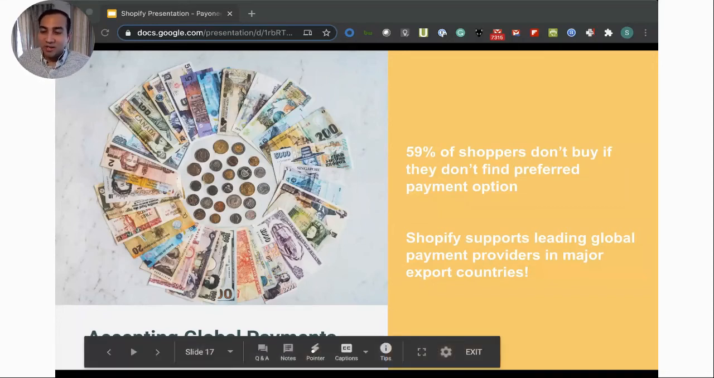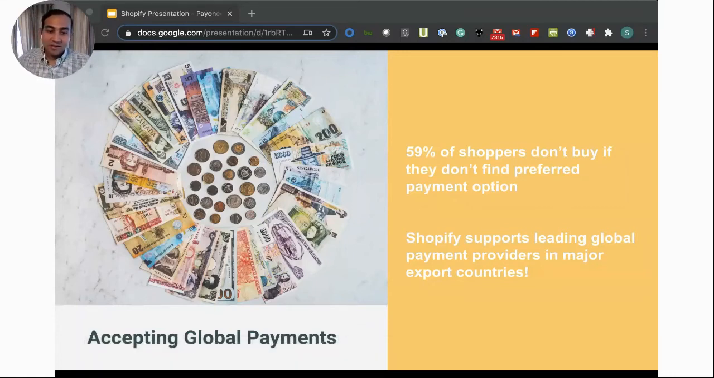Fortunately, Shopify supports all leading global payment providers in major export countries. Players like PayPal provide fantastic services with buyer protection, fraud protection, and especially when you're starting out, having PayPal on your website can even help you with trust and security, right? Similarly, there is Stripe, who's also launched in India now, and that's an option that merchants can use as well. Managing your money as a merchant is also important, and that's where I think Payoneer has a fantastic solution. So you should definitely invest and look into it.